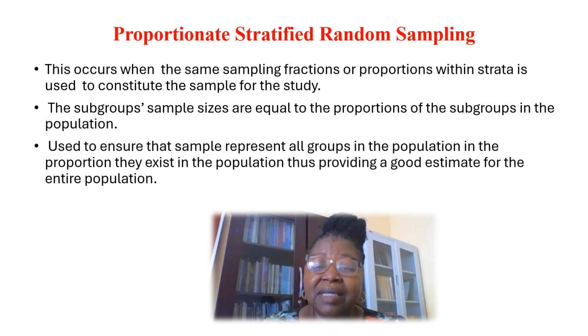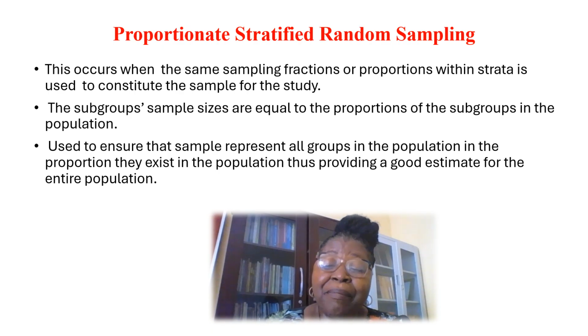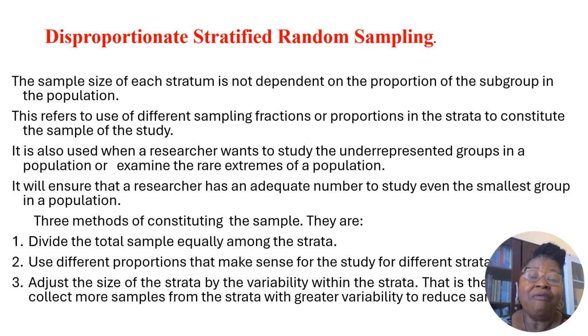So proportionate stratified random sampling is, in constituting your sample, the number of each group will be proportionate to the way they existed in the entire population. Then it is proportionate stratified random sampling. Well, when we say disproportionate stratified random sampling, it will simply be the opposite, kind of.